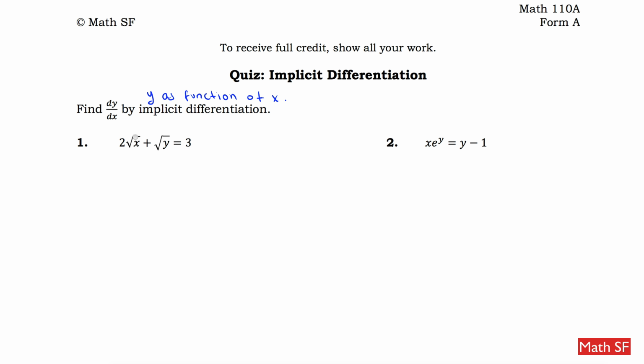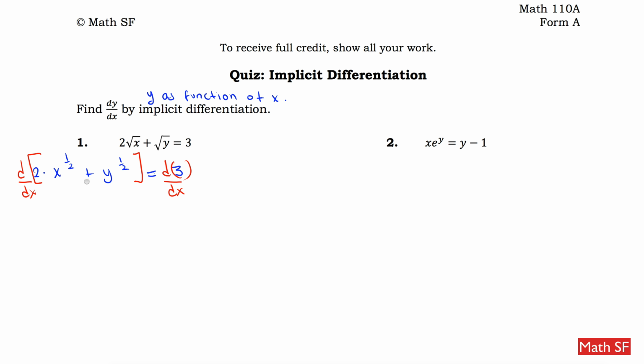But to do that, I believe if we raise this as a power, that will be 2 times x to the 1/2 plus y to the 1/2 equal to 3. Now I will apply the derivative in each side with respect to x, d over dx of all of these, and this one d over dx. So we're taking the derivative with respect to x in each side.